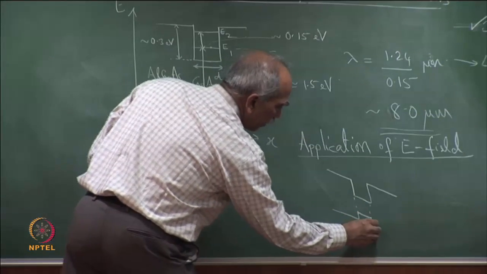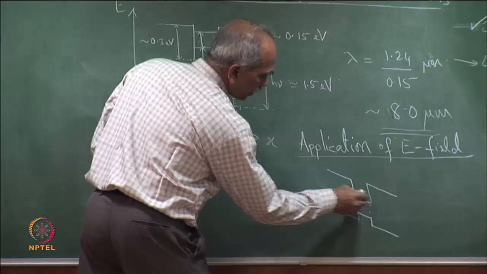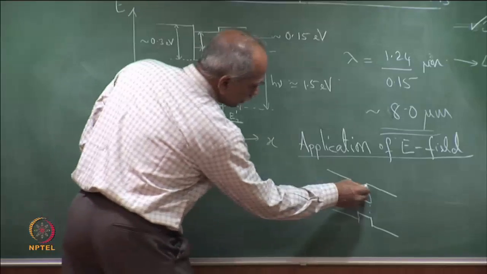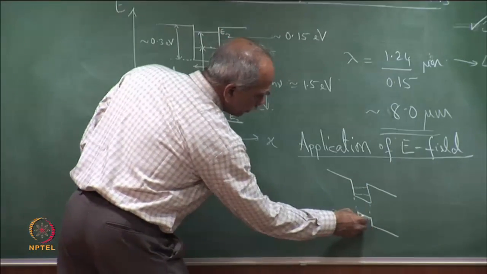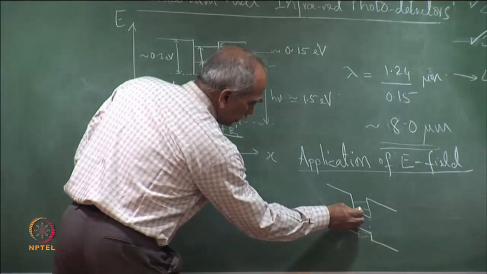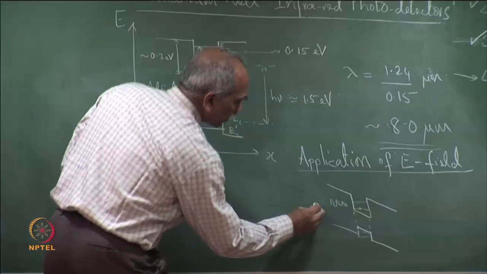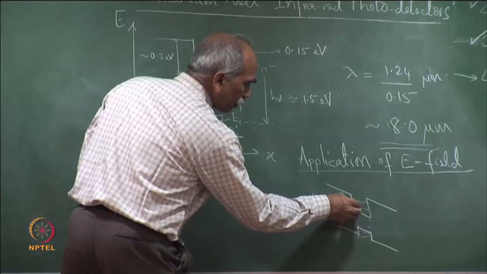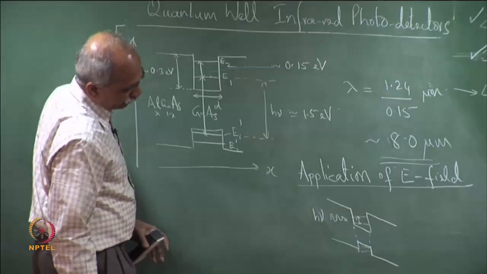Again, not to scale. So, here is the first level and here is the second level, with the application of the electric field. So, an incident photon, h nu, leads to an inter subband transition, and an electron moves over to this level here.